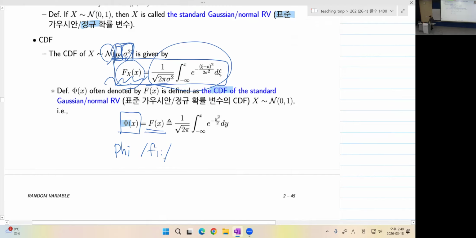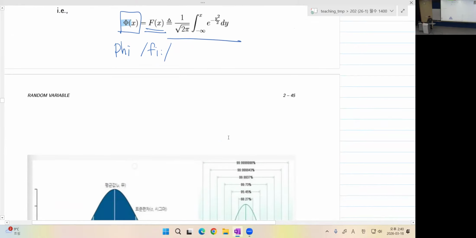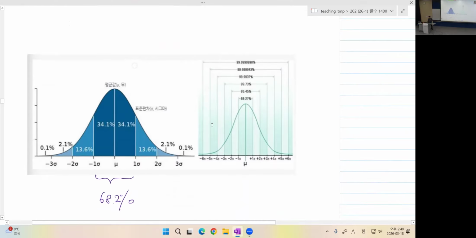Okay. This means the CDF of the standard Gaussian, defined that way. It is tabulated, approximated, and upper and lower bounded by many people because it does not allow a closed form. Got it? So you remember this figure: if you have a Gaussian distribution, within plus minus 1 sigma, around 68% of the population lives here.